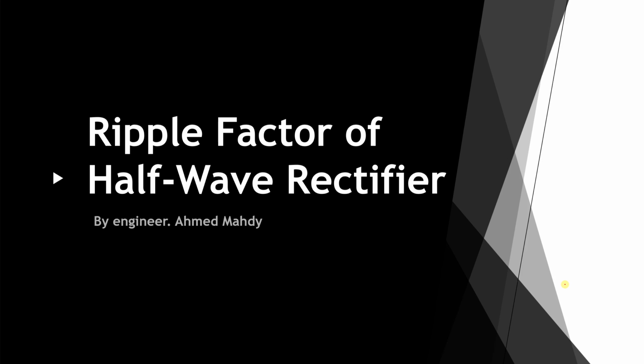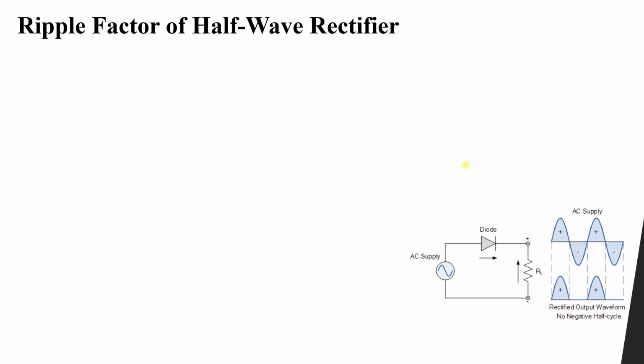In this lesson, we will talk about a crucial definition, which is called the ripple factor of the half-wave rectifier. This lesson and the next lesson regarding half-wave rectifiers present some definitions that we will use in every rectifier circuit. All of these definitions are used to express the efficiency and how well the rectifier will convert the AC into DC. So, starting with the ripple factor.